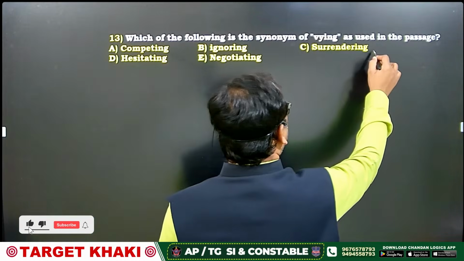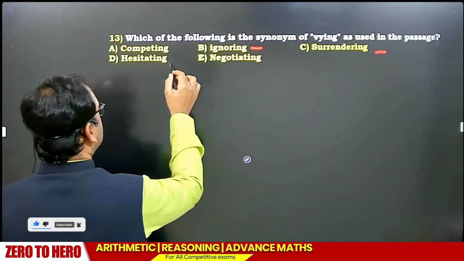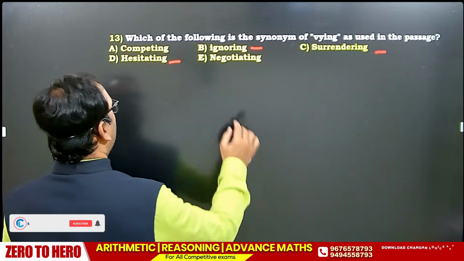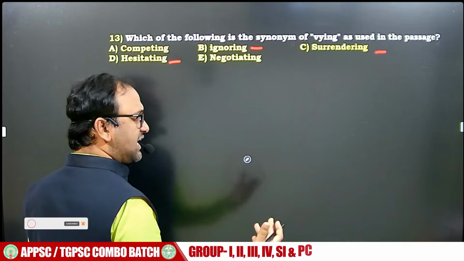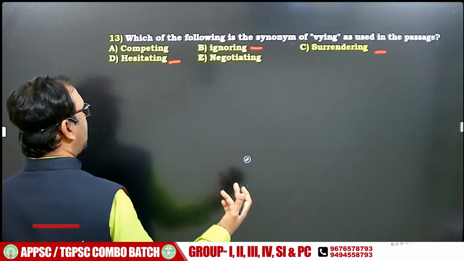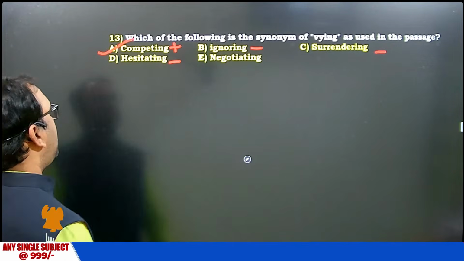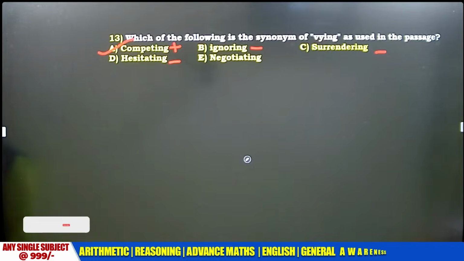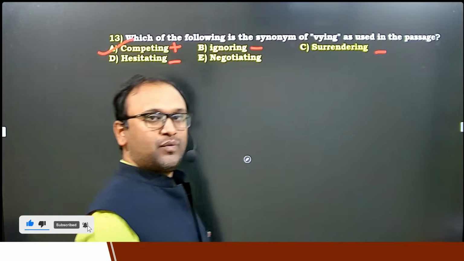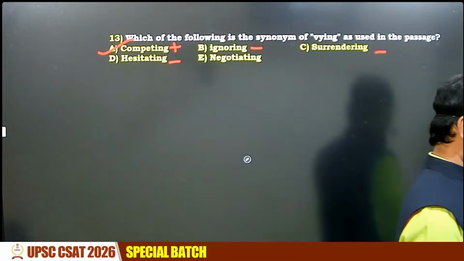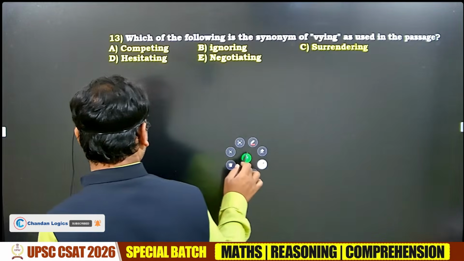Surrendering is a minus word. Negotiating, I think ignoring is minus word. Hesitating, minus word. I think negotiating can be, I think, neutral word, because usually we negotiate salaries, we negotiate some terms and conditions. Competing is a plus word. Anyway, this is the answer. So vying means competing, competition. Okay, right.